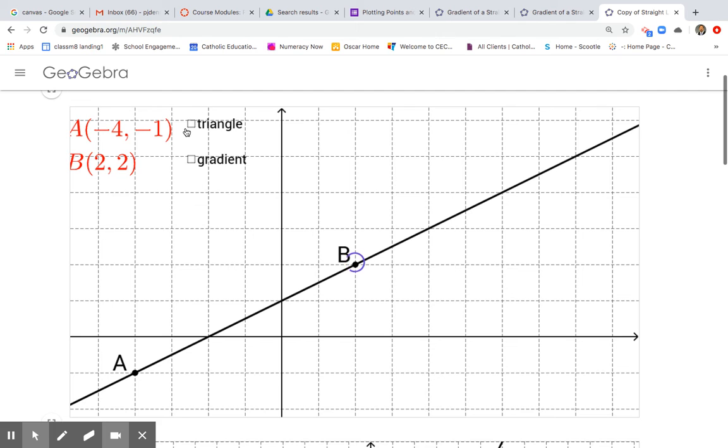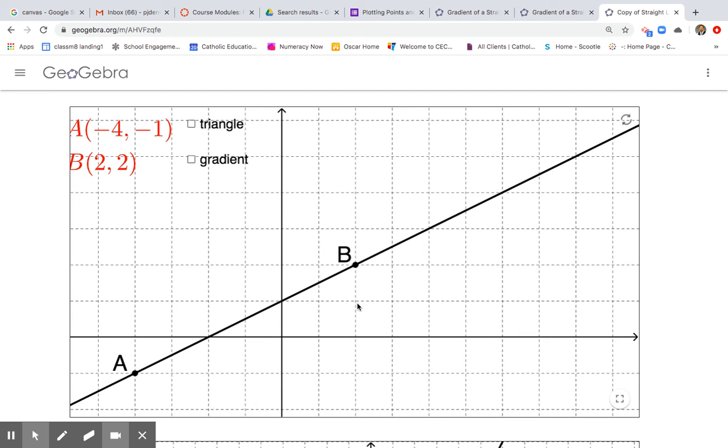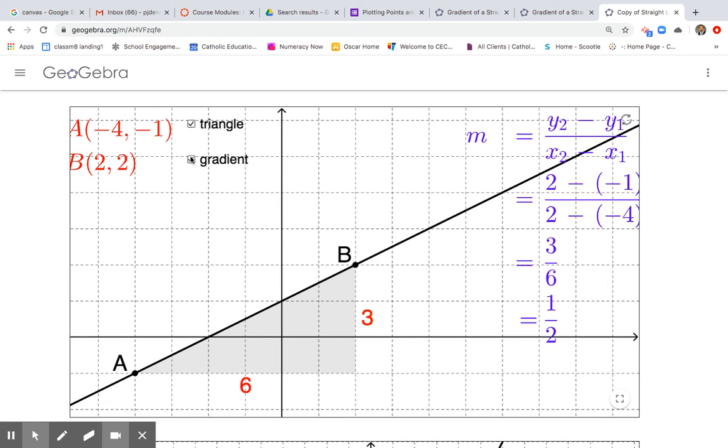If we look at these 2 points, what would be the gradient? Well, the gradient's going to be the rise, 1, 2, 3. So it's risen 3 over the run of 1, 2, 3, 4, 5, 6. So this has a gradient of a half. If we look at the triangle, 3 over 6. If we look at the gradient, how do we do it? The difference of the y's. So 2 minus minus 1 is 3. 2 minus minus 4 is 6. Difference of the y's over difference of the x's. And we can see that there.